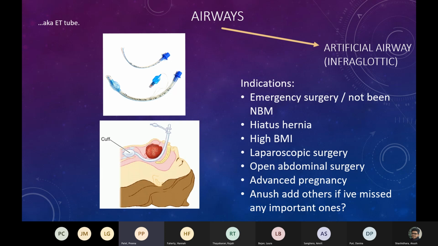Which leads on to my next question. When would you possibly want to do it in someone? I.e., what things can you think of that increase the risk of someone aspirating? Yep, if they've got reflux disease, good. If they're having open surgery, yep. If they've not been nil by mouth and recently eaten, yes, good.